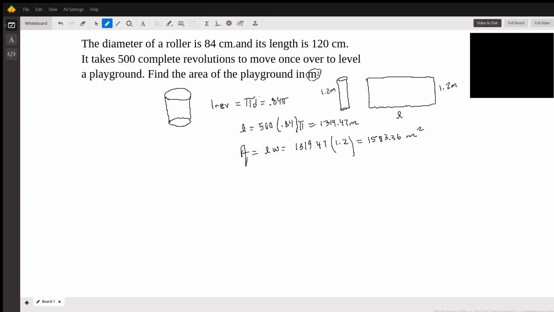So it's a fairly straightforward problem. Perfectly reasonable to see this on an ACT or see this on an algebra test. It's just using area of a rectangle as length times width. I'm assuming that the length of the cylinder of the roller is the same as the width of the playground. Otherwise, it makes the problem much more difficult. And then it's just realizing that one full revolution of the cylinder would be the same as the circumference of the circular base. Okay, so that's it for this one.